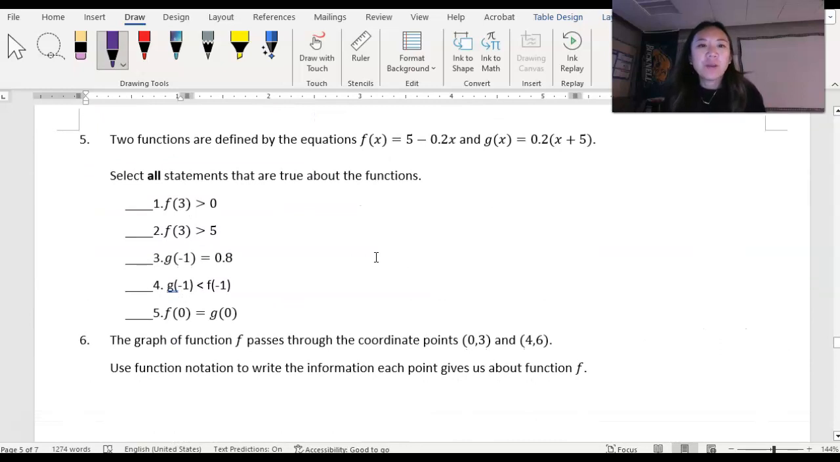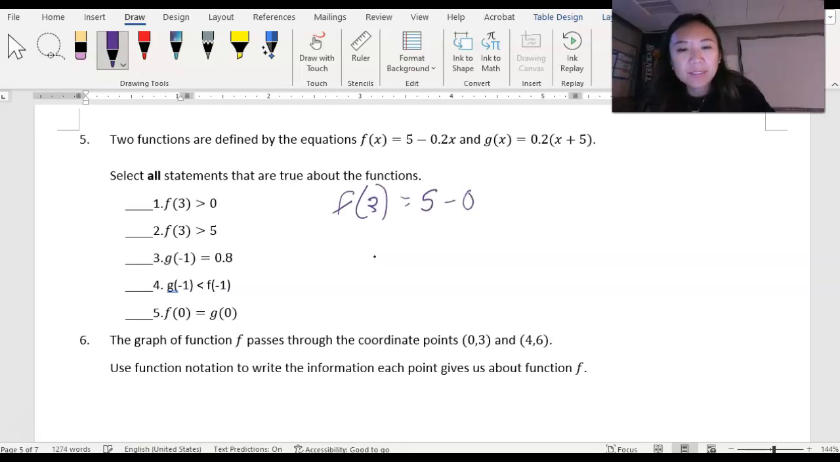All right, two functions are defined by the equations f of x equals 5 minus 0.2x and g of x equals 0.2 times x plus 5. Select all statements that are true about the functions. So for f of 3, if we were to plug in 3 for x, we get 5 minus 0.2 times 3. 3 times 0.2 is 0.6, so that would be 5 minus 0.6, which is going to be 4.4. That is greater than 0, so that is true.